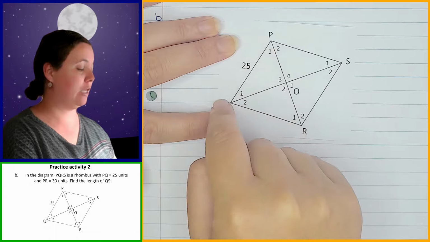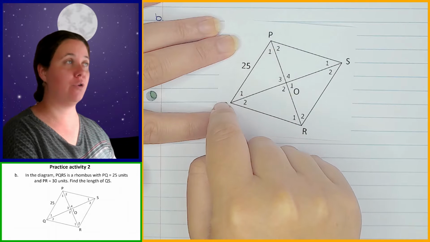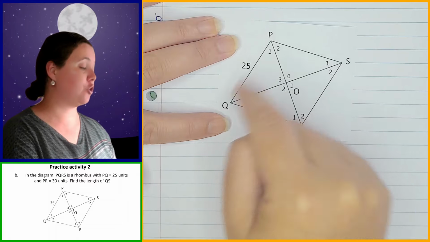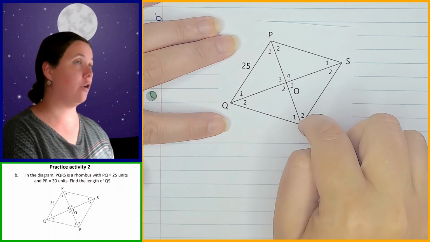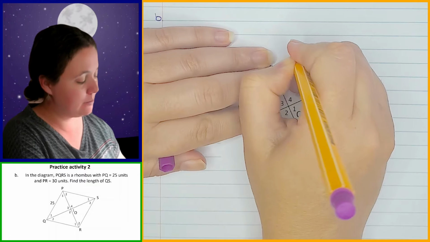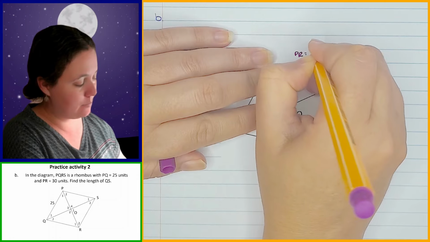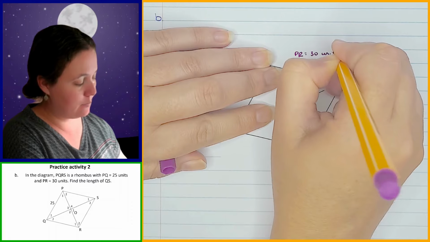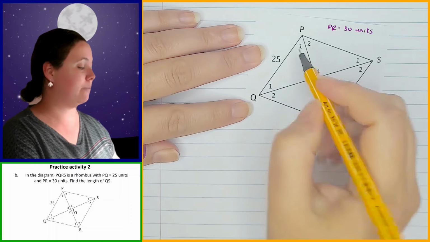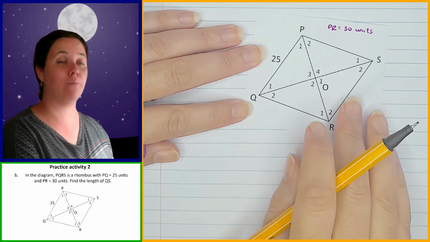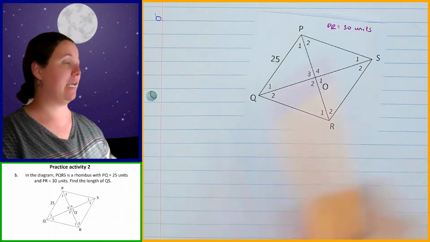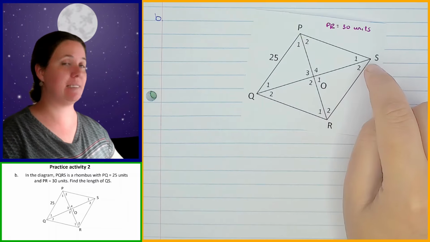They've told me that PQ is equal to 25 units. Now, they gave me information that isn't shown on the diagram, that PR is 30 units. So I'm just going to put that over here so I don't forget about it. Okay, so PR is 30 units, and they told me that PQRS is a rhombus. Okay, now we need to calculate the length of QS.